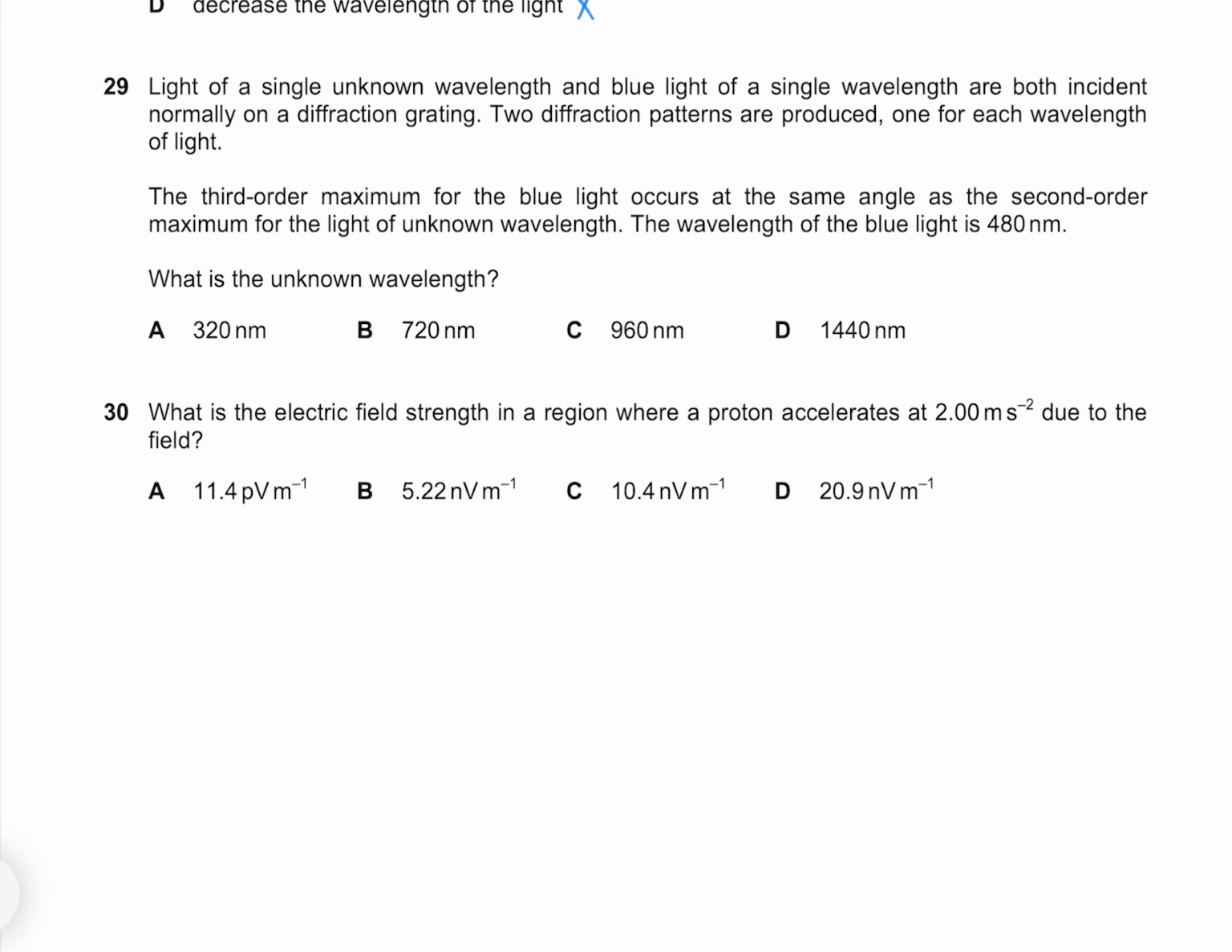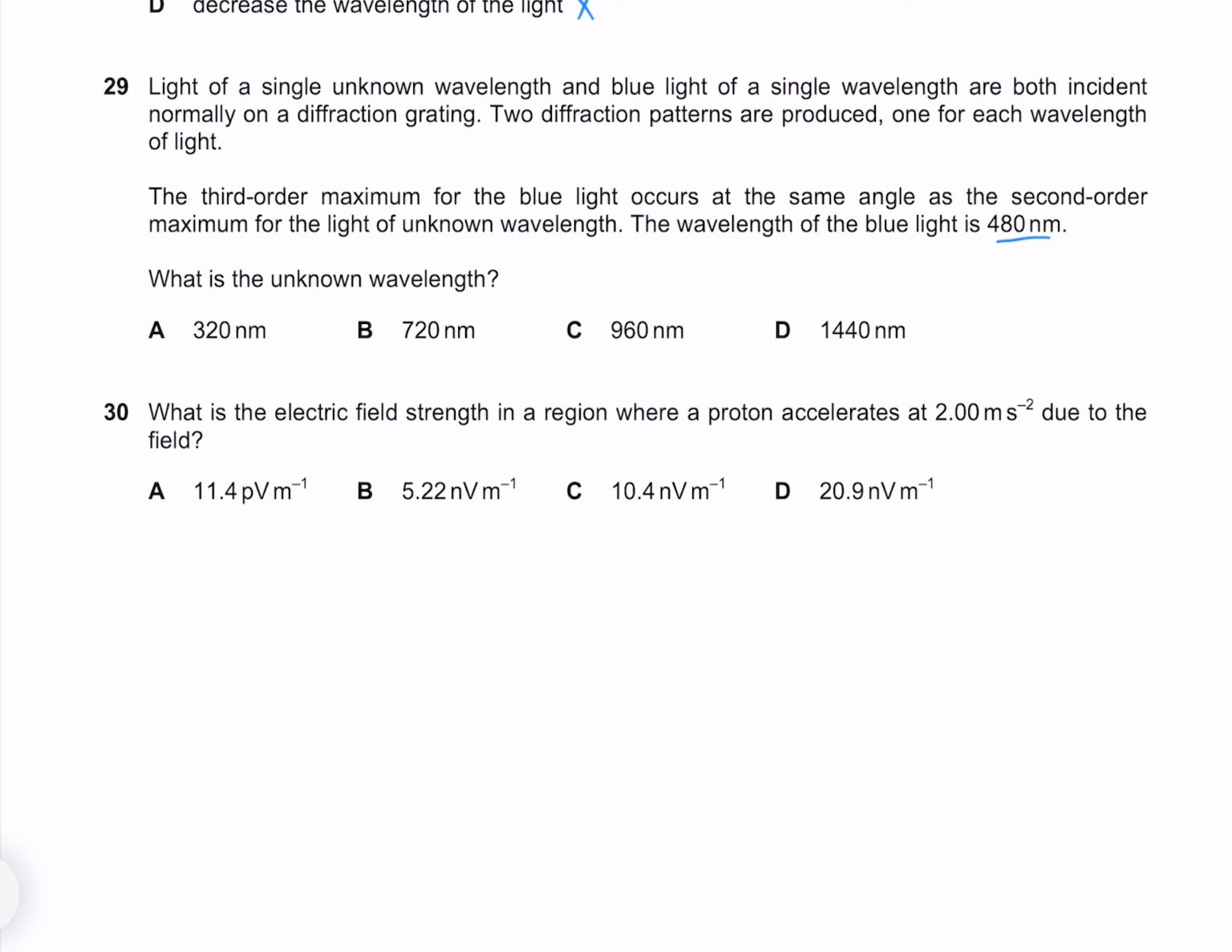Light of a single unknown wavelength and blue light of a single wavelength are both incident normally on a diffraction grating. Two diffraction patterns are produced, one for each wavelength of light. The third order maximum for the blue light occurs at the same angle as the second order maximum for the light of unknown wavelength. The wavelength of the blue light is 480 nanometers. What is the unknown wavelength?